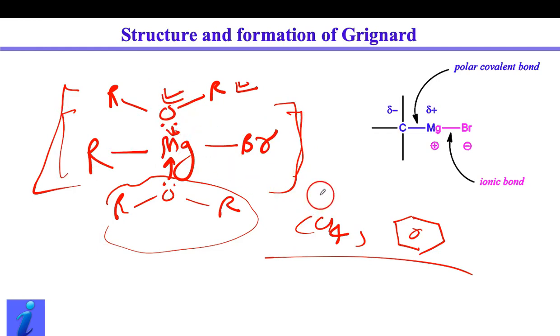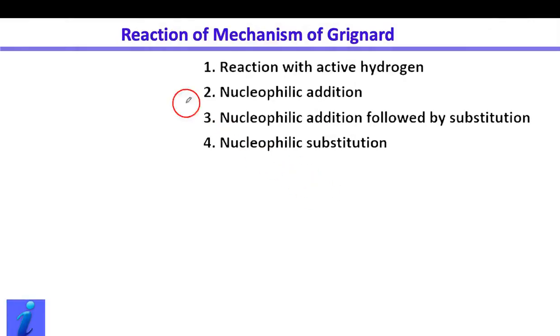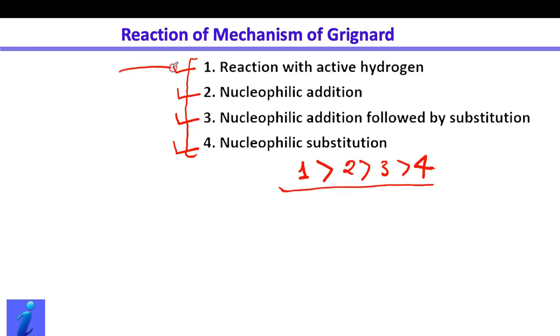Let's see what the reaction mechanisms of Grignard reagent are. Grignard reagent reactions are classified into 4 different parts. First is reaction with active hydrogen, second is nucleophilic addition, third is nucleophilic addition followed by substitution, fourth is nucleophilic substitution. If you are talking about the rate of reaction, the highest rate will be for first, then second, then third, then fourth. That means Grignard reagent reacts very fast with polar or active hydrogen, then second nucleophilic addition, third nucleophilic addition followed by substitution, fourth nucleophilic substitution.